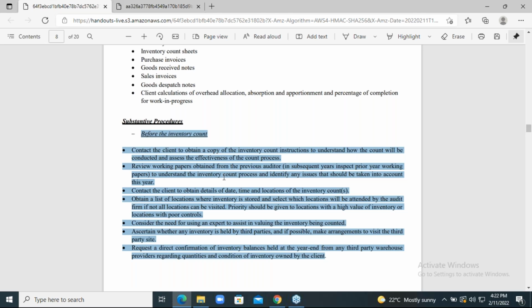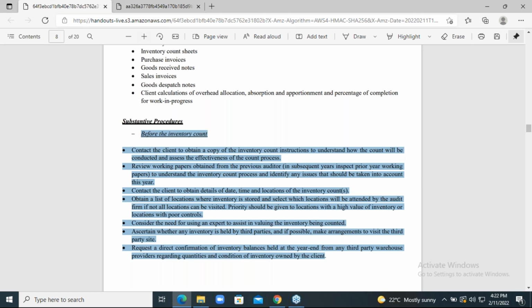Concept is important. You should understand the concept first, the related documents, the related procedures, and the related assertions with the related risk. Then you are going to memorize them. So writing the procedures for before the inventory count is easy.